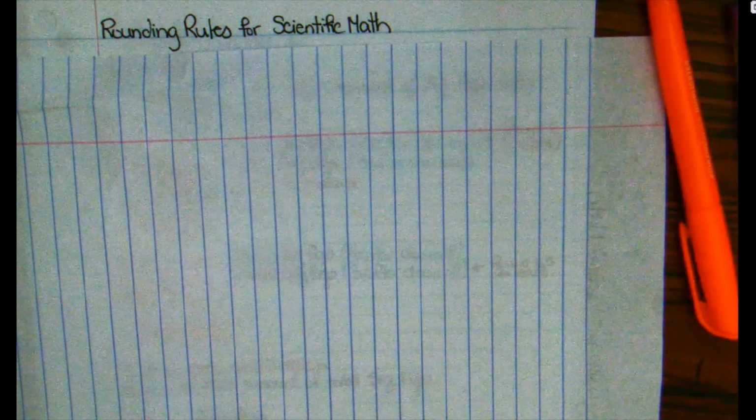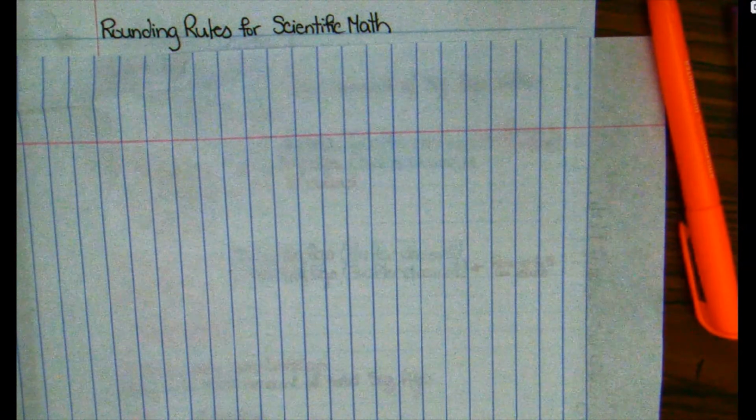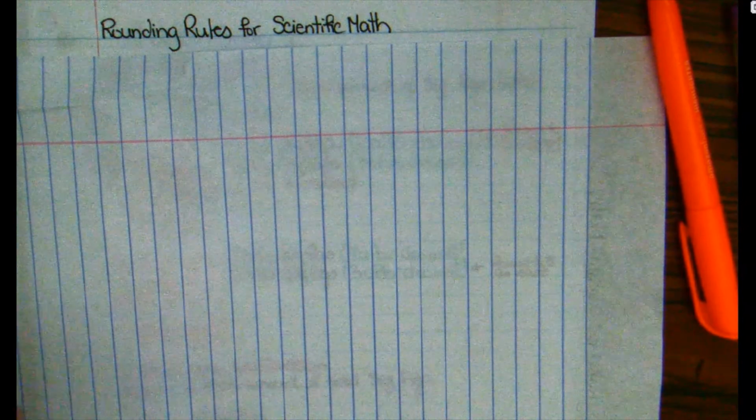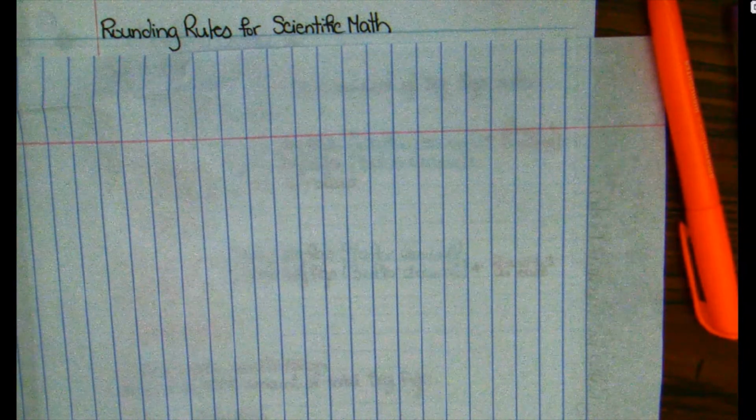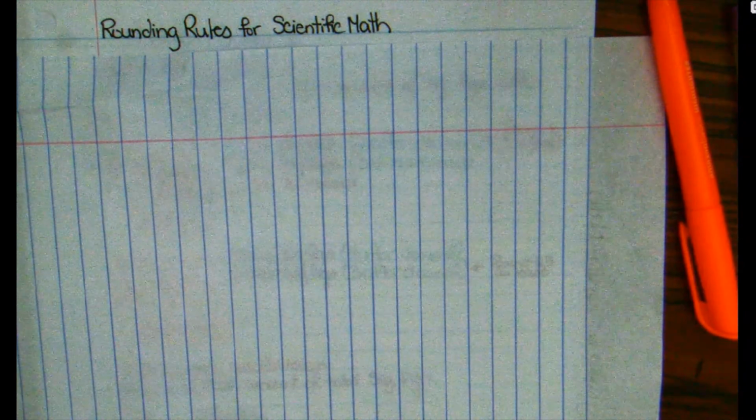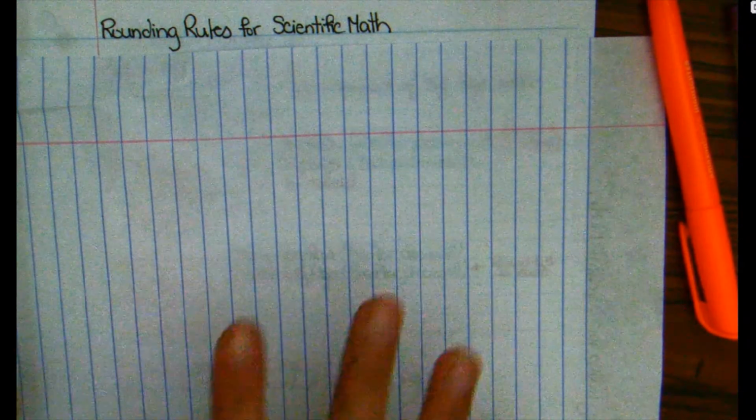My friends, today we're talking about the rounding rules for scientific math. It's important to note that the rounding rules for addition and subtraction are different than the rounding rules for multiplication and division. So let's start with addition and subtraction.